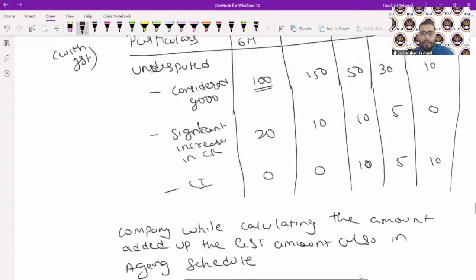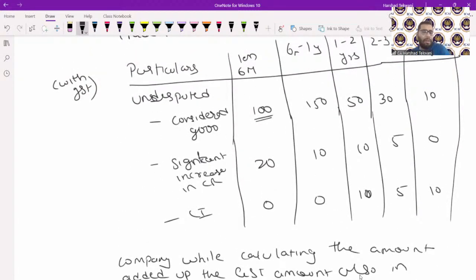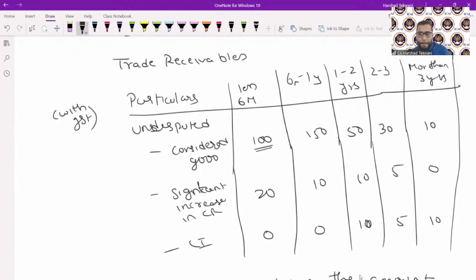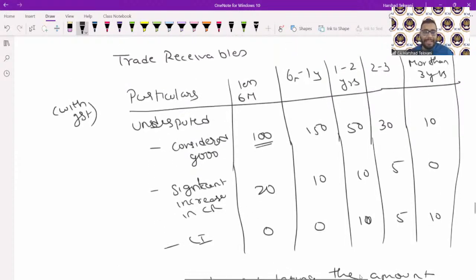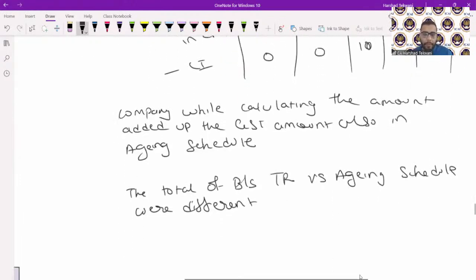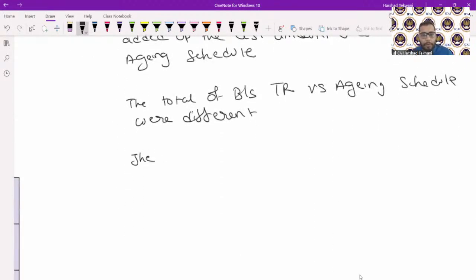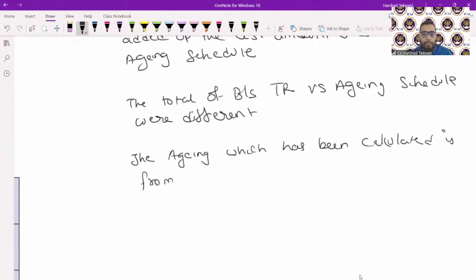Let's say the total which was there in the balance sheet for the trade receivable non-current is different from the total of the aging schedule. The reason is that these amounts are with GST. Also, the aging which has been calculated is from 6 months of transaction date.